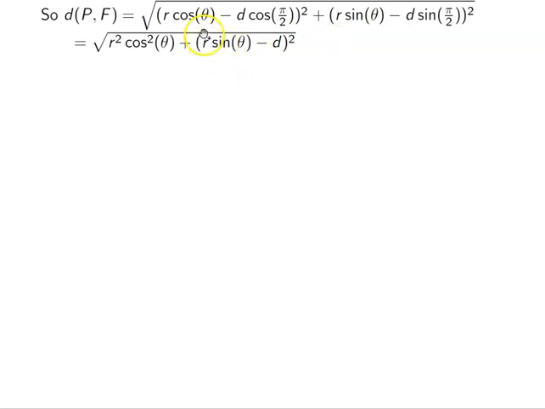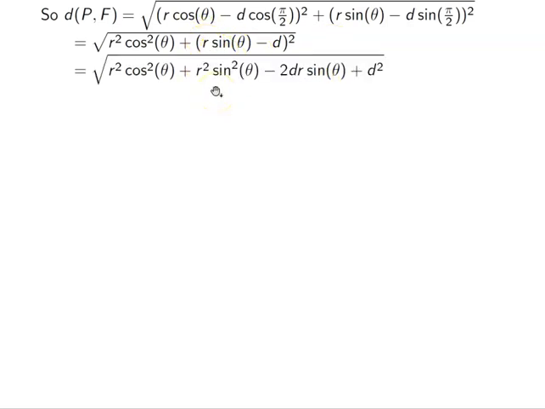Okay, here. So this will be r squared sine squared, okay? Then I multiply these two together and double it, 2r d sine theta, negative, right? Because it's negative in the middle. And then I square the last term and add it, so that's d squared.